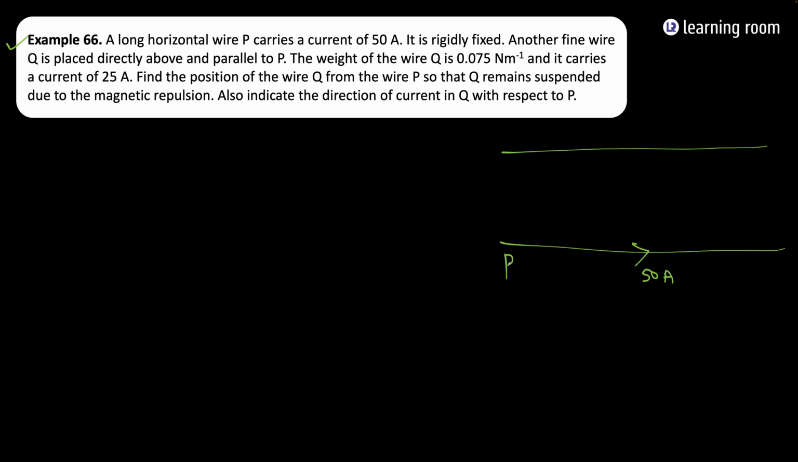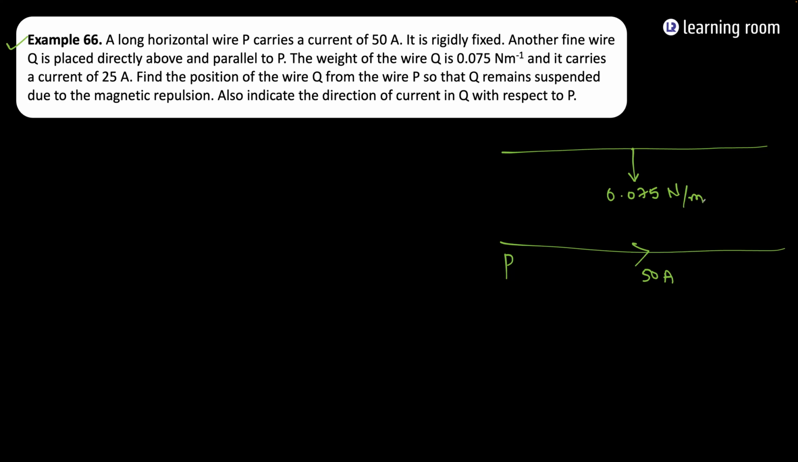The weight of the wire Q is going to act in which direction? Downward. Am I right? So the weight of the wire Q is 0.075 Newton per meter. Observe, they didn't give it in Newton. It is Newton per meter, which means they have only calculated the weight per unit length. It is not the magnetic force per unit length. It is rather the gravitational force per unit length, because it is weight. So weight will always act in the downward direction. Is that point clear?